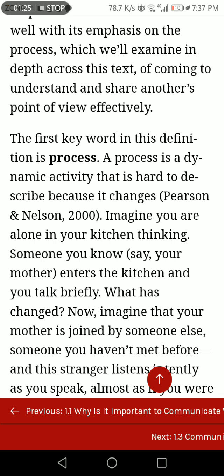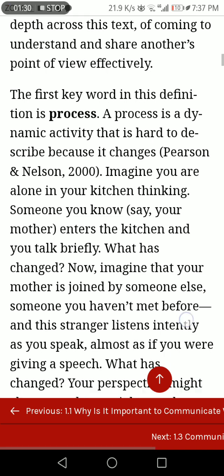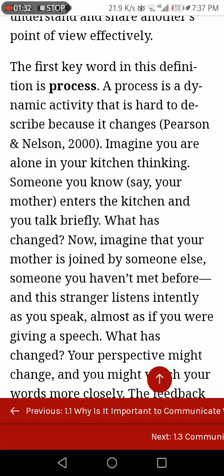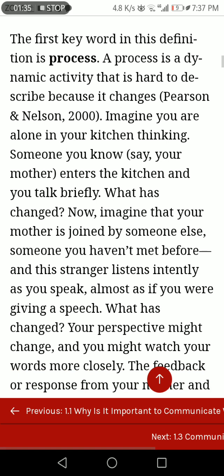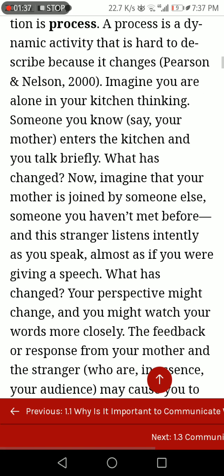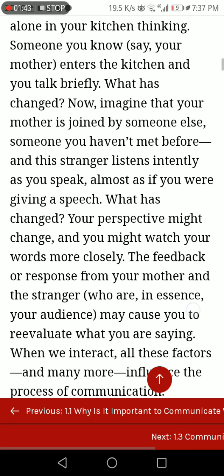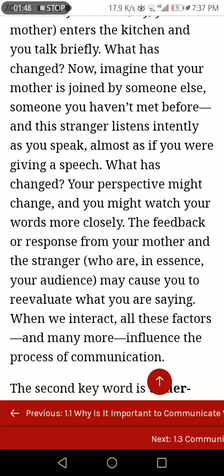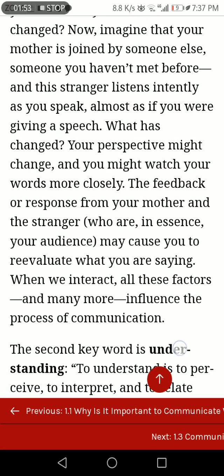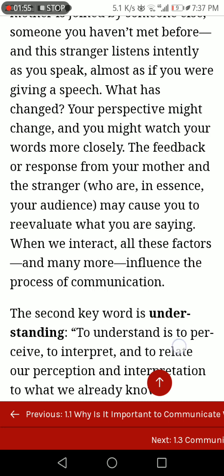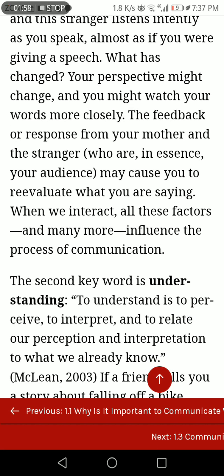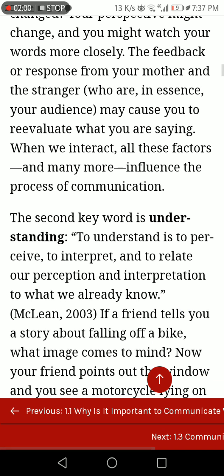Imagine you are alone in your kitchen thinking about someone you know. Say your mother entered the kitchen and you talked briefly. What has changed? Now imagine that your mother is joined by someone else, someone you have not met before, and this stranger listens intentionally as you speak, almost as if you were giving a speech. What has changed? Your perspective might change and you might watch your words more closely. The feedback or response from your mother and the stranger, who are in essence your audience, may cause you to reevaluate what you are saying when we interact. All these factors and many more influence the process of communication.